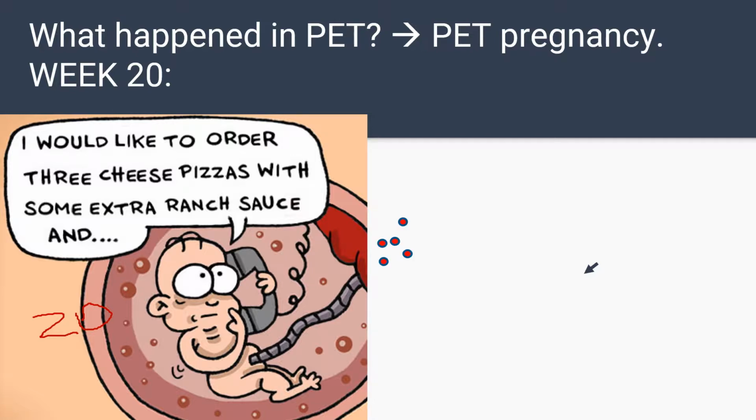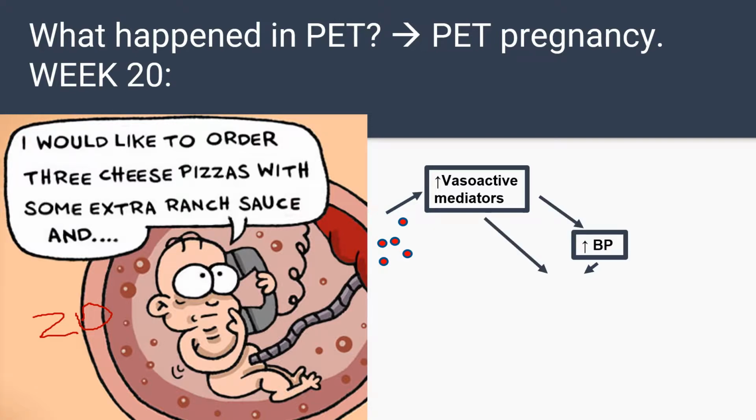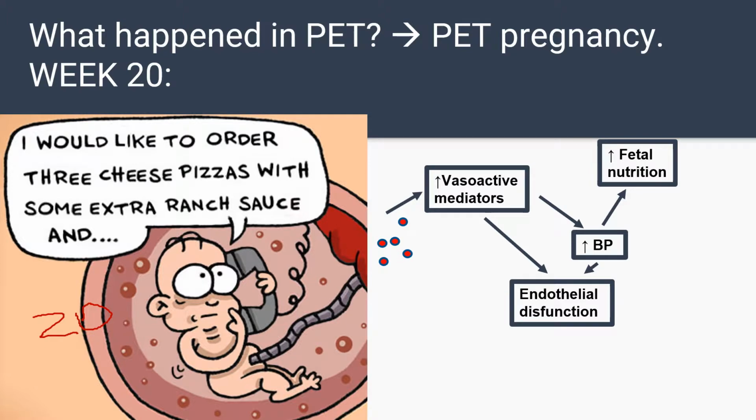What happens? The placenta starts the secretion of vasoactive mediators, which are like little hormones or little proteins that are very active and affect the vessels to increase the vasoconstriction and the pressure. So by increasing the pressure, they can increase the flow in this little pipe. What happens? The blood pressure increases, so they can increase the fetal nutrition. The fetus continues growing well, but we have endothelial dysfunction.